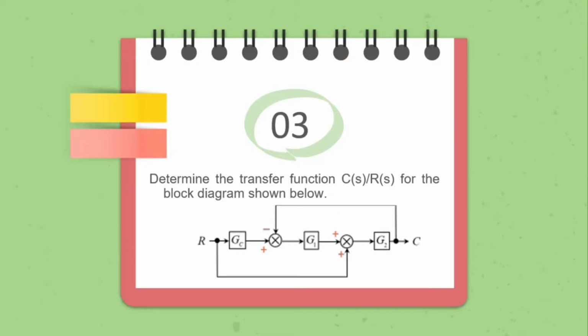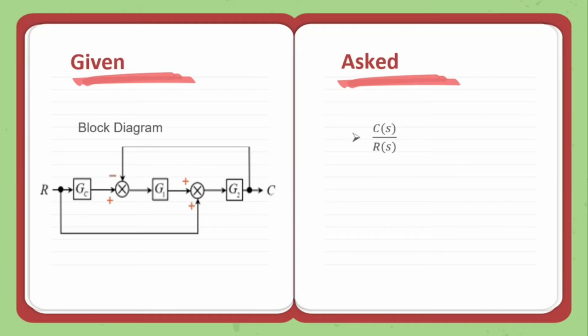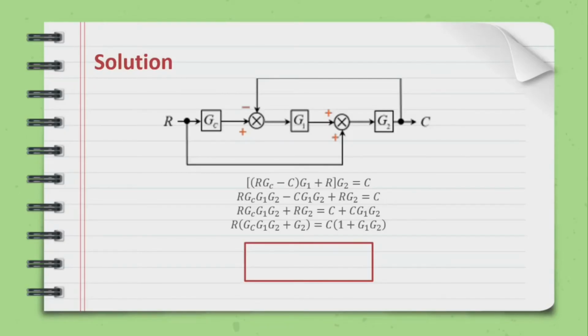For problem number 3, determine the transfer function C of S over R of S for the block diagram shown below. We are given the block diagram and we are asked to find the transfer function C of S over R of S. For the solution, analyzing this block, we have R times GC. In this junction, we have the negative C, so it will be RGC minus C.